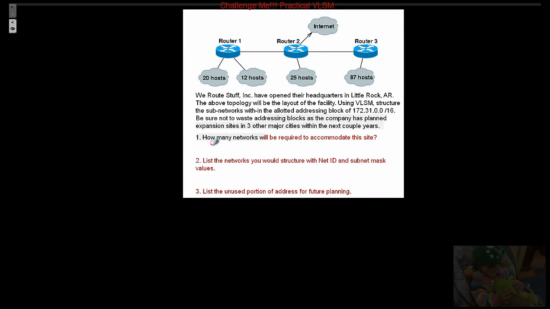So here are the 3 things they want to know. Number 1, how many networks will be required to accommodate the site? Number 2, list the networks you would structure with net ID and subnet mask values. And number 3, list the unused portion of addresses for future planning.